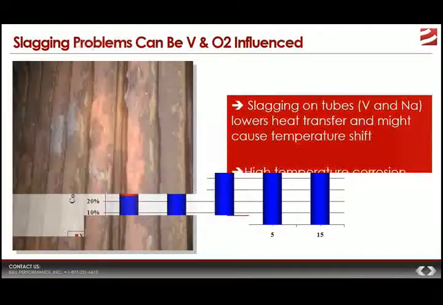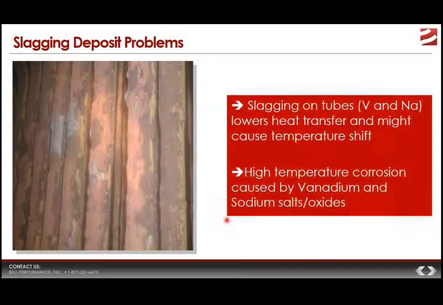Now, here you can see some illustrations of slagging on heat transfer tubes, and the slag buildup tends to lower heat transfer and might cause undesirable temperature shifts. So these V2O5, these vanadates, and these sodium salts, they really do contribute to some serious high temperature corrosion problems.